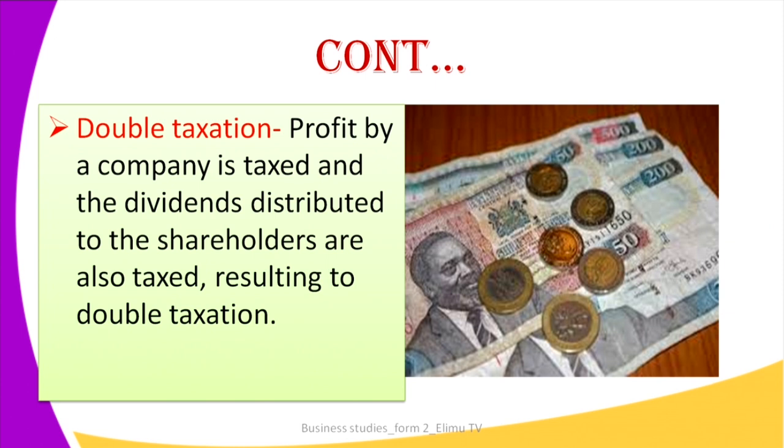That profit, we refer to it as dividends. These dividends are also taxed. And that's why we are saying there is what we call double taxation. What is being taxed now in the form of dividends had already been taxed as income. So that results in what we are calling double taxation. Therefore, that one is also a disadvantage.